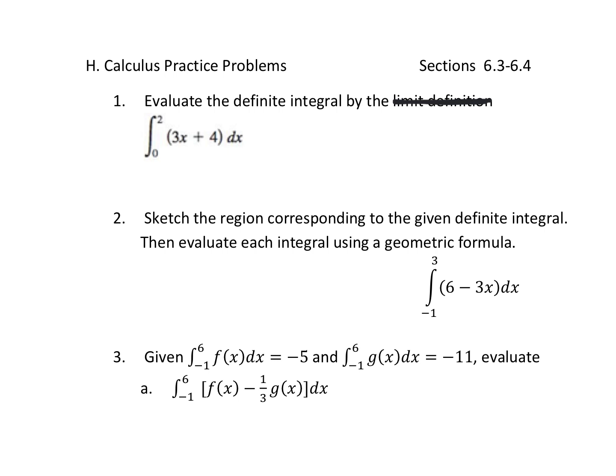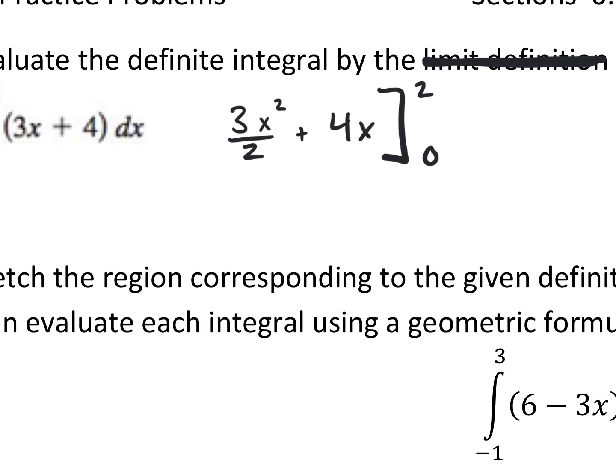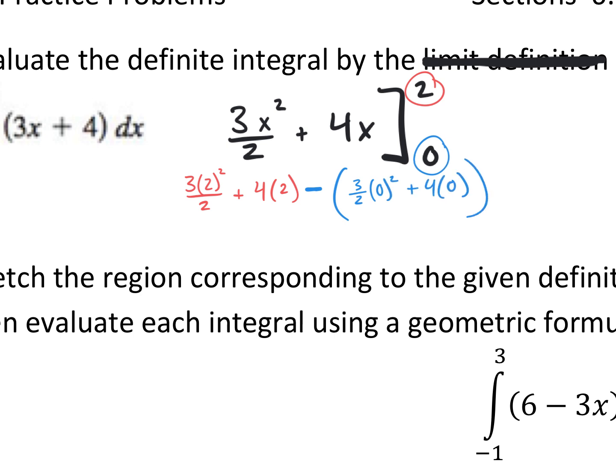So here, when we evaluate the integral, we would first want to take the antiderivative. So we get 3x squared over 2 plus 4x. And then this is from 0 to 2. What would I plug in first? 2. Awesome. So when I plug in 2, we get 3 times 2 squared over 2 plus 4 times 2. And then minus, we'd plug in 0 next. So it would be 3 halves times 0 squared plus 4 times 0. So this would just end up being 0.